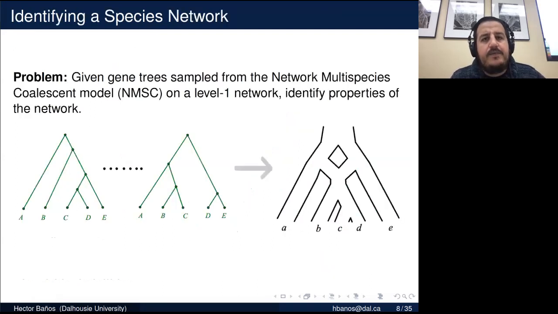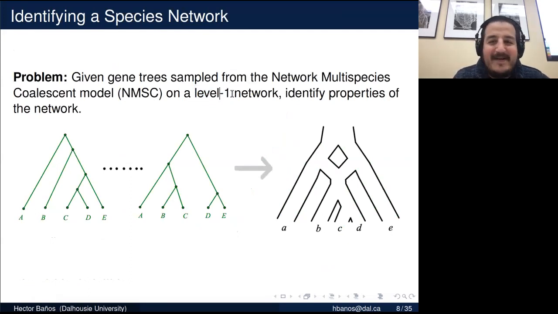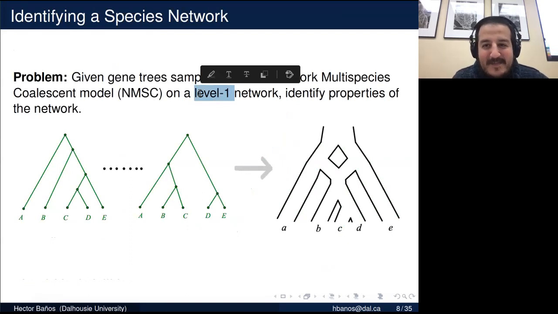So the question we want to answer is, given gene trees sampled from the network multispecies coalescent model on a network, and I am already, that should not be there, I'm sorry. The computer, I was going to give it on another computer, but time, but yeah.